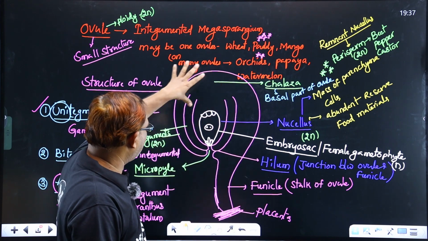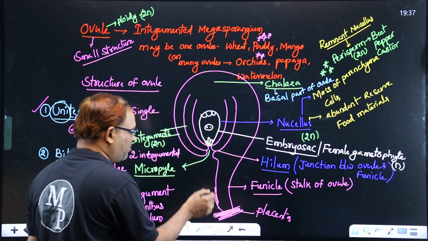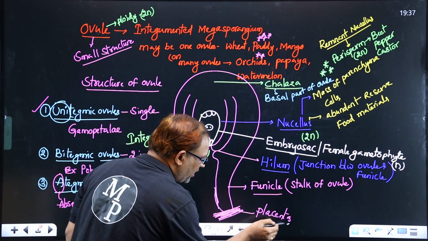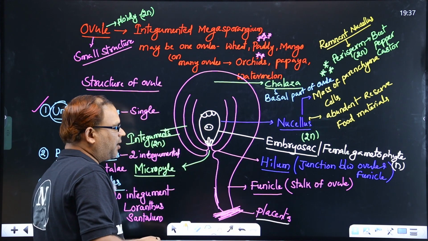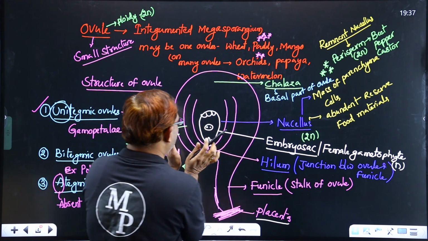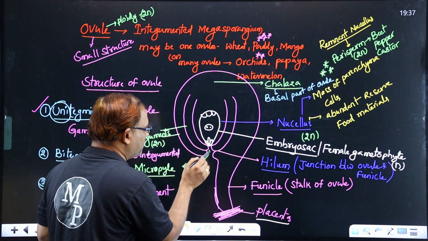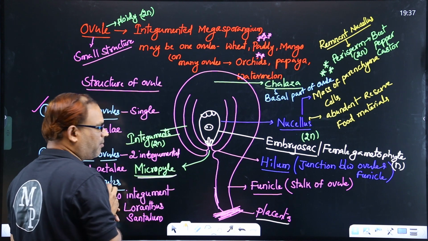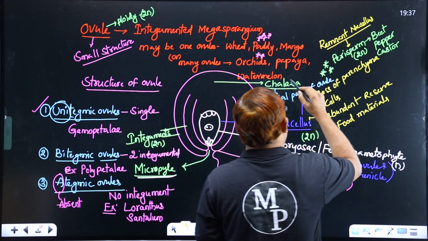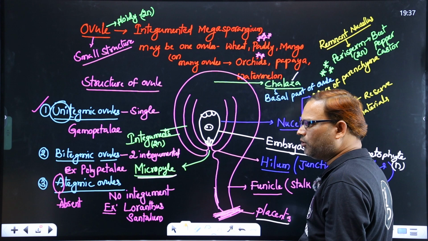Now this is the entire structure of the ovule. See all of you. The stalk of the ovule is called the funicle. The funicle is attached to a cushion-like structure called the placenta. This is the complete ovule. The ovule is surrounded by integuments. Where the integuments are absent, the portion is called the micropyle region. Exactly opposite to the micropyle is the chalaza. Chalaza is the basal part of the ovule.